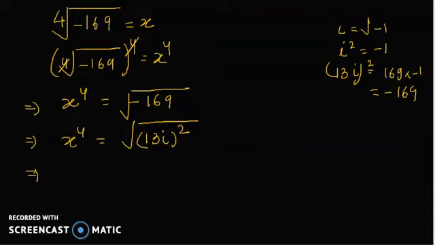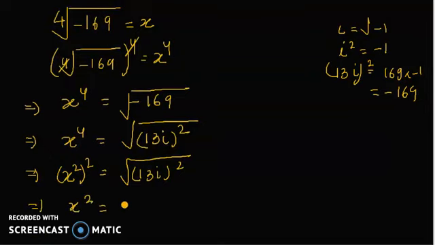Now we can write x raised to power 4 as x squared whole square, and this is equal to 13i whole square under root. Therefore we can say x square is equal to plus minus 13i. I am pretty sure till here you are clear. So x square is equal to plus minus 13i.